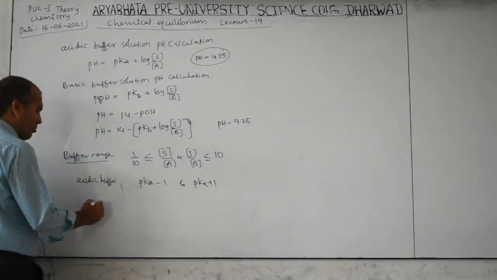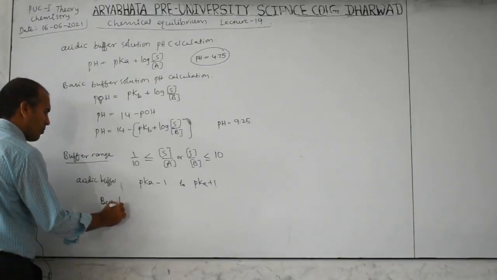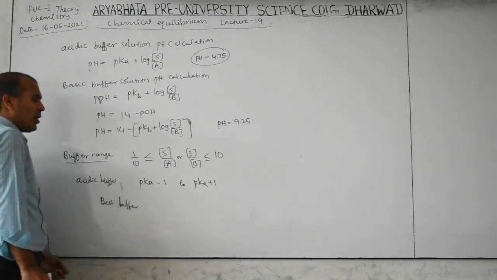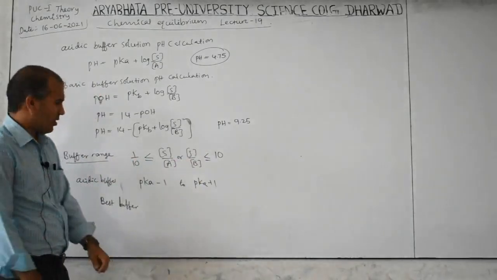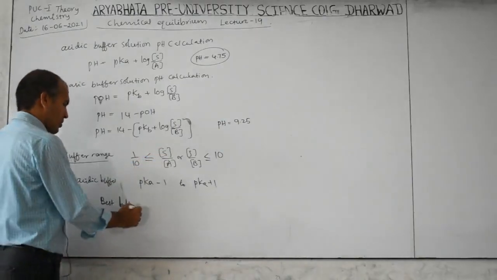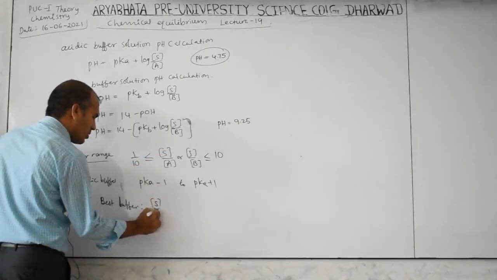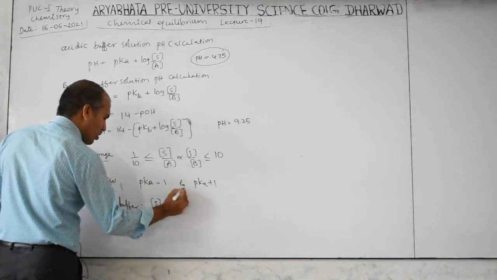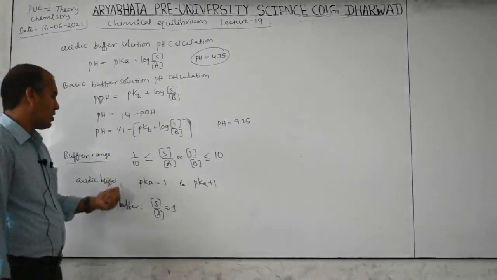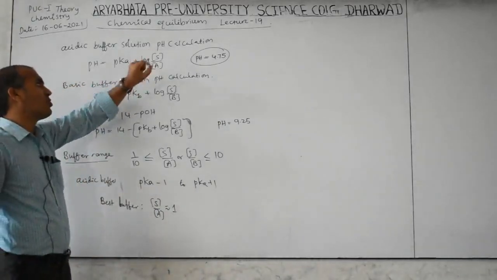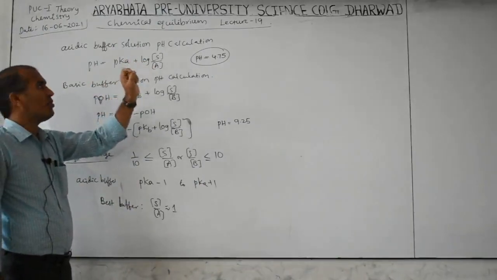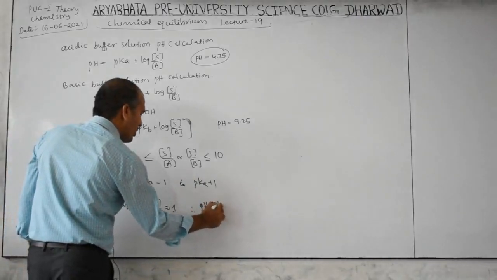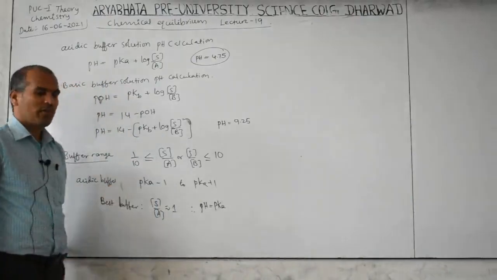Next one is the best buffer. Already I told you this range acts as a buffer, but when the ratio of salt by acid concentration or salt by base concentration is close to 1, then log 1 value is 0, and therefore pH is equal to pK. That is called the best buffer.